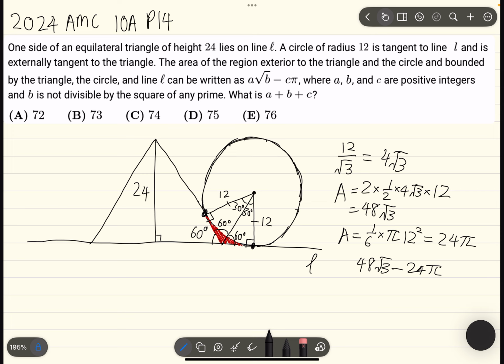Now what's a plus b plus c? That's 48 plus 3 plus 24. Which gives us 48 plus 24 is 72, 75. And the answer is D.